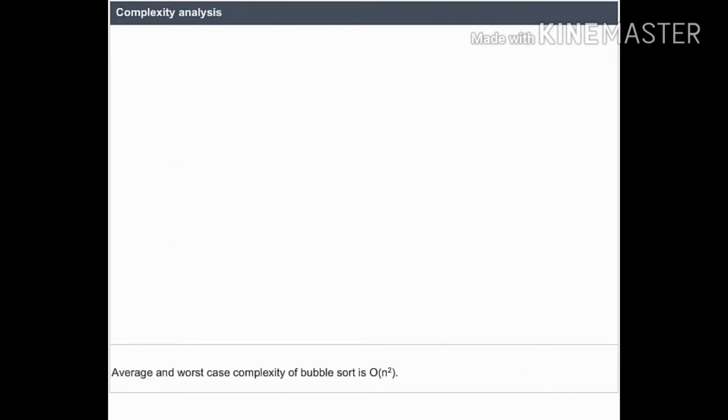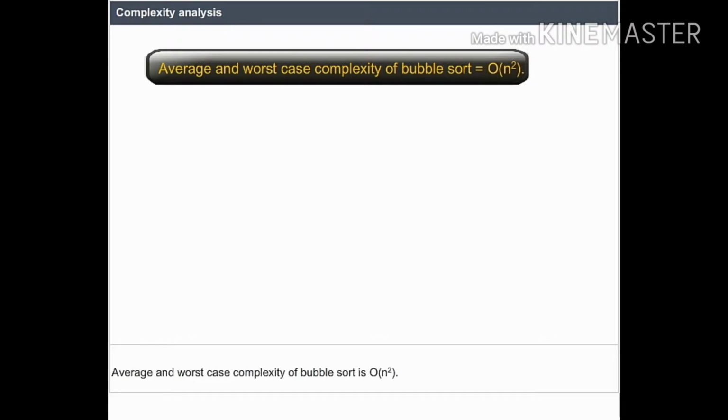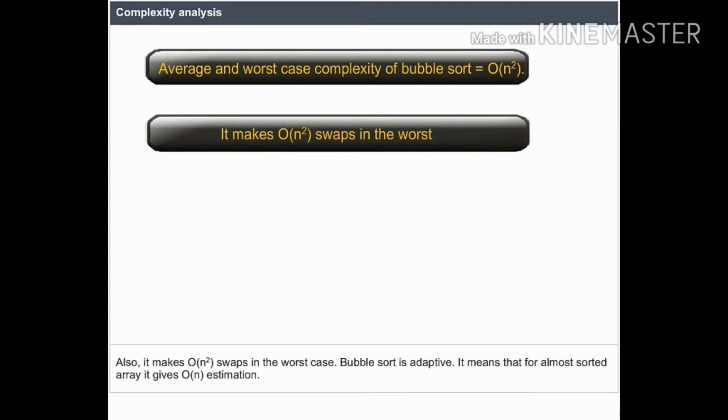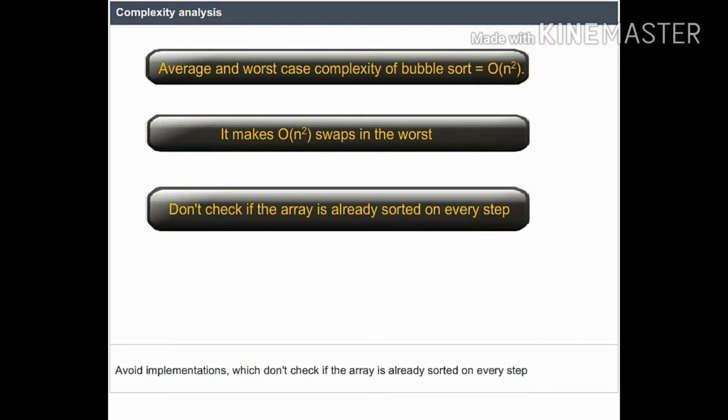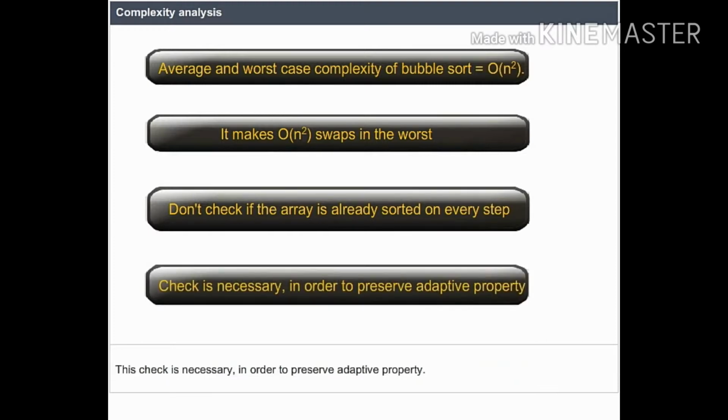Complexity analysis. The average and worst case complexity of bubble sort is O(n^2). Also, it makes O(n^2) swaps in the worst case. Bubble sort is adaptive. It means that for an almost sorted array, it gives an O(n) estimation. Avoid implementations which don't check if the array is already sorted on every step. This check is necessary in order to preserve the adaptive property.